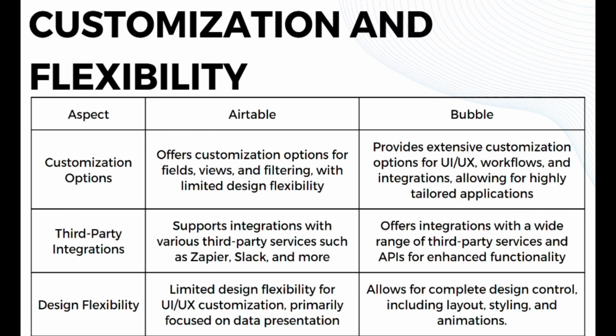Now in terms of third-party integrations, Airtable supports integrations with various third-party services such as Zapier, Slack, and many more. And for Bubble, offers integration with a wide range of third-party services and APIs for enhanced functionality. And also in terms of design flexibility, Airtable offers limited design flexibility for UI or UX customization primarily focused on data presentation, while Bubble allows for complete design control including layout, styling, and animations.